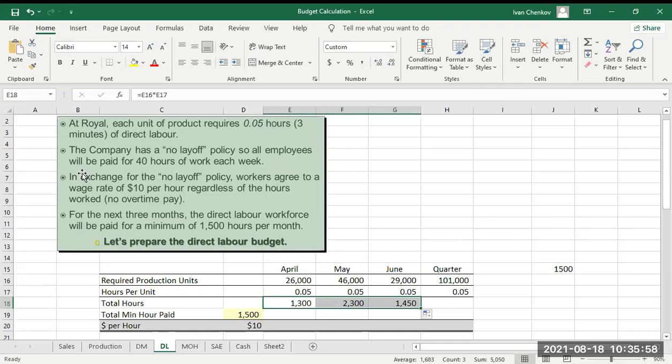That means this policy. Now, in exchange for the no layoff policy, workers agree to a wage rate of $10 regardless of the hours worked, and no overtime. So what that means is, again, if the employee works only 10 hours per week, we're going to pay the employee 40 hours. If the employee works 45 hours, we're still going to pay him 40 hours. So you see, in some cases you can win, in some cases you can lose. Make sense? Do you understand this?